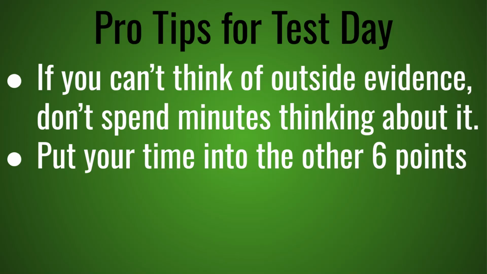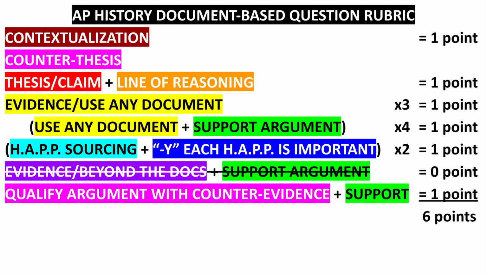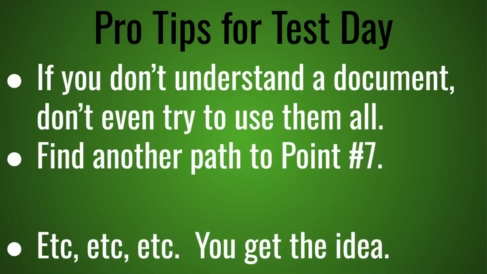Another example, let's say that you're trying to brainstorm outside evidence, and you just read these 7 documents and you're thinking about those, and somebody, in essence, is saying, now think about something else, and you can't do it. Okay, don't spend minutes and minutes thinking about it. Put your time into the other 6 points. So this might be how your rubric looks. You're just not going to do evidence beyond the document, but you're going to go some other path to get the points that you need.